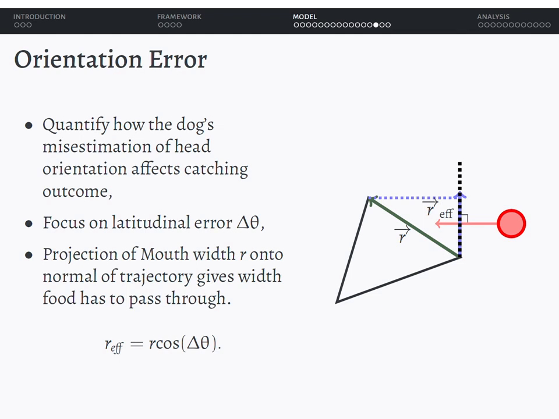Now, we will quantify how the dog's misestimation of latitudinal head orientation affects the catching outcome. The projection of the mouth width r onto the normal of the trajectory gives the width the food has to pass through to be caught. This width is given by r times cosine of delta theta.